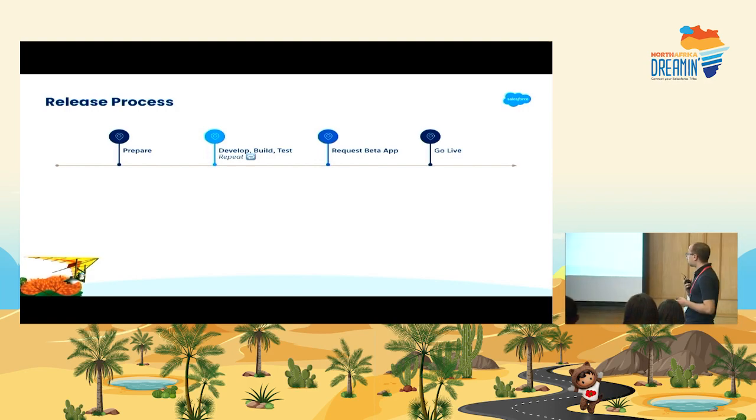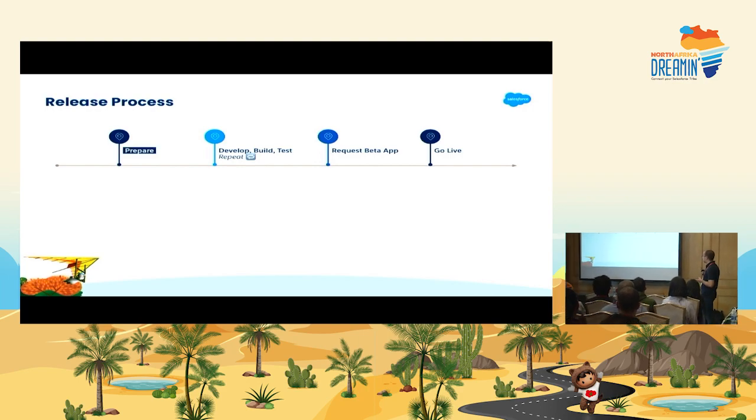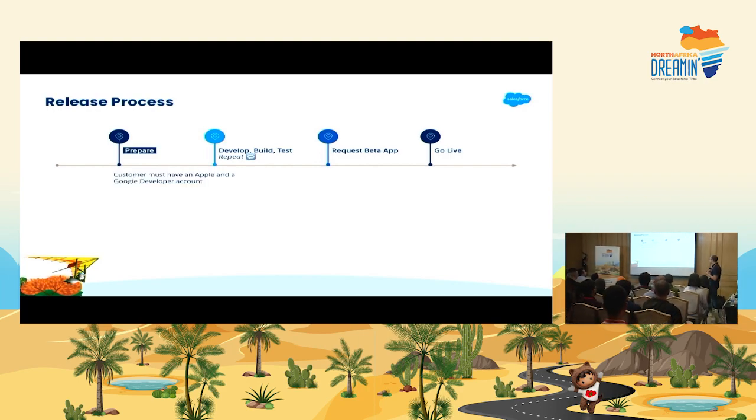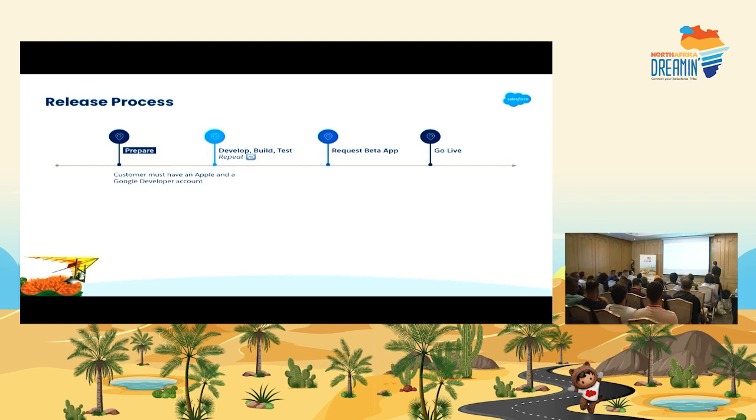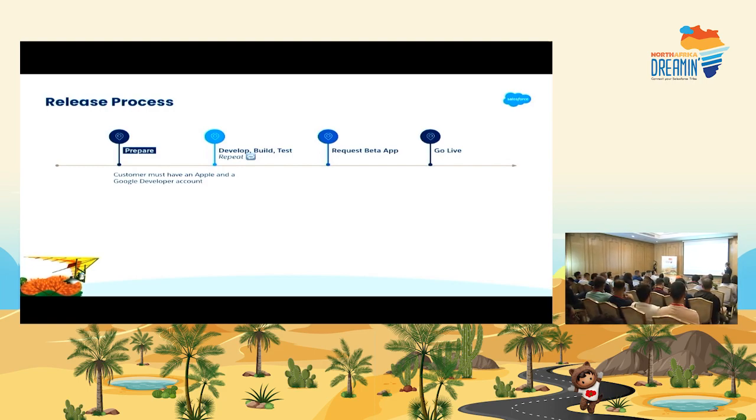go live. So if we start with the preparation first, there's something important to do here, which is that the customer must have an Apple and a Google developer account to publish the app. And if you are working with a customer in a mobile publisher project, make sure to tell the customer to request this as early as possible.